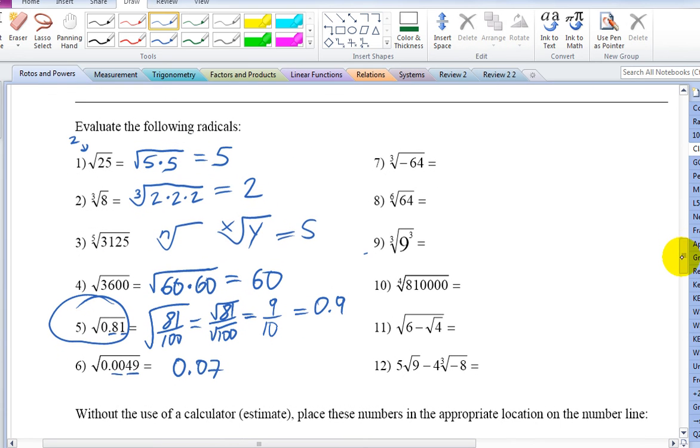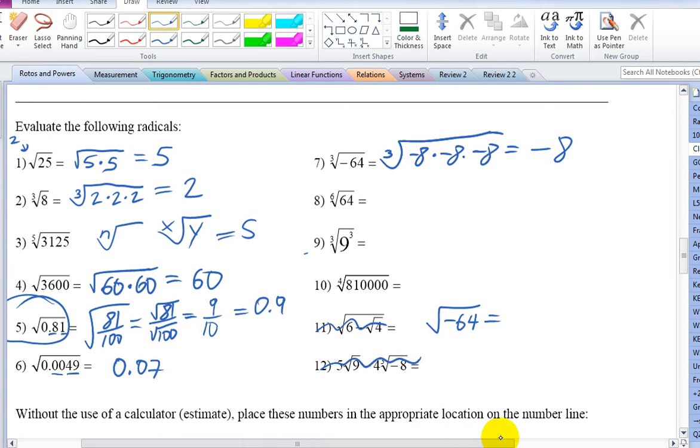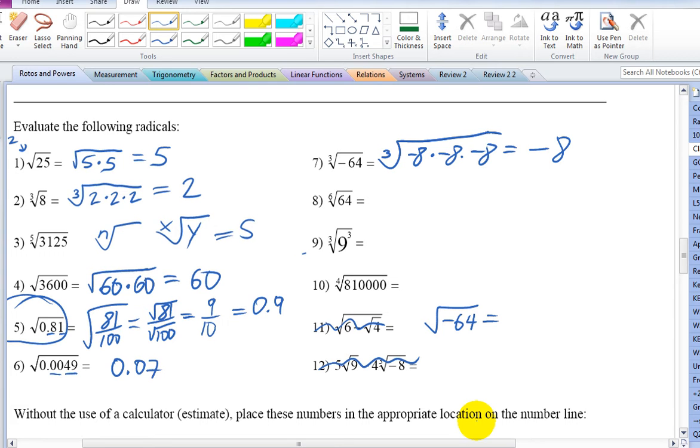Okay, next one. Now for 7, it's interesting to note, this equals cube root of negative 8 times negative 8 times negative 8. Because there are 3 negative signs, I can take out a negative 8. Okay. Scratch off 11 and 12. Write down square root of negative 64. What does that equal? Try that on your calculator, see what you get.